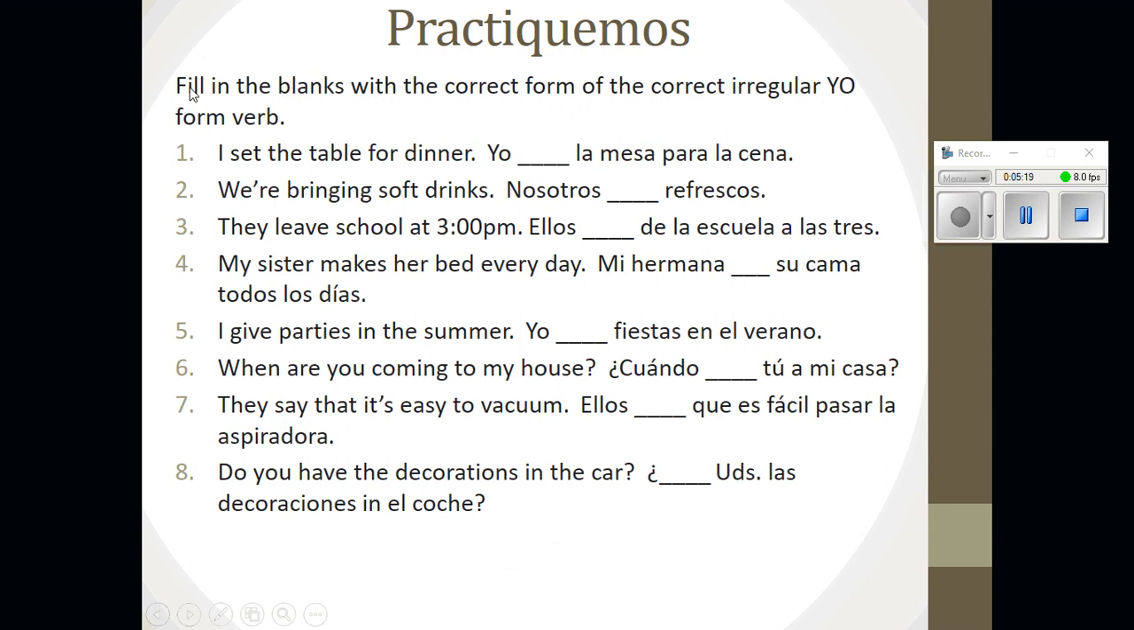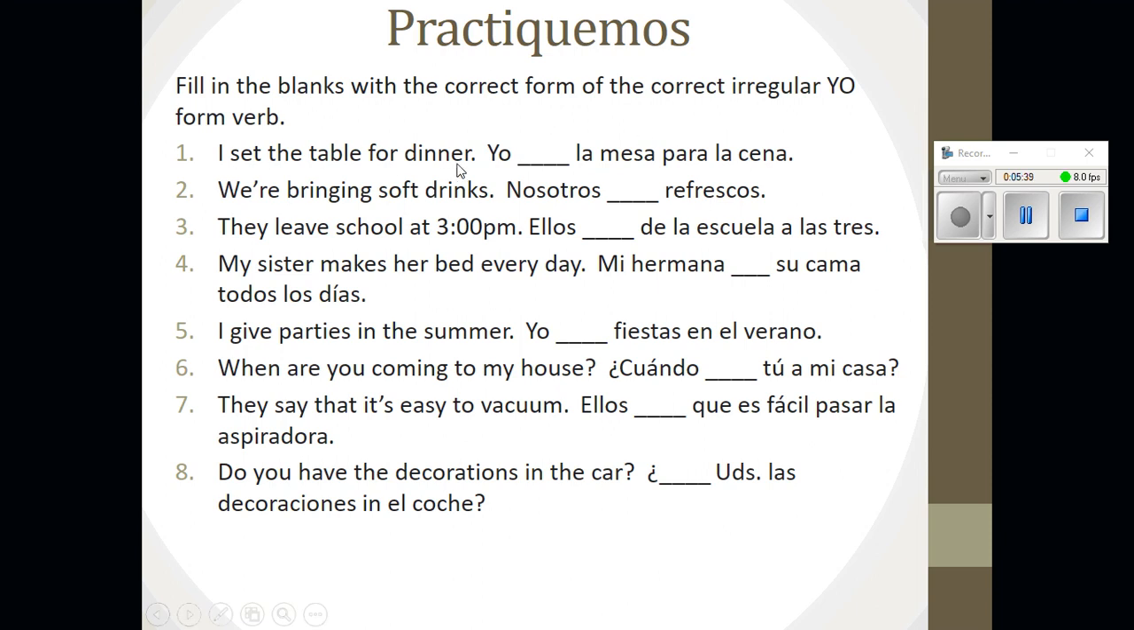All right, practiquemos. Let's practice. Fill in the blanks with the correct form of the correct irregular yo form verb. Okay, now remember, it's only irregular in the yo form. So if yo is not the subject, then we have to follow the rules of conjugation where we drop the ending, AR, ER, or IR, and add back the regular ending, okay? So let's do the first one together.